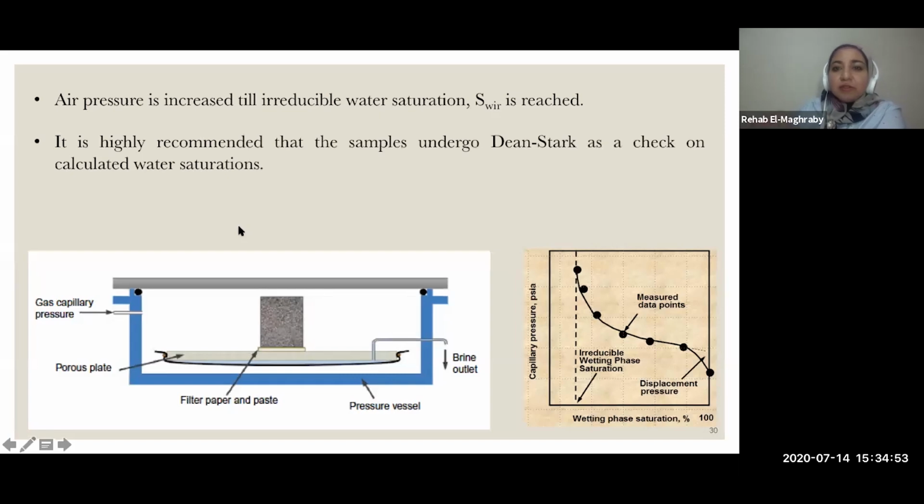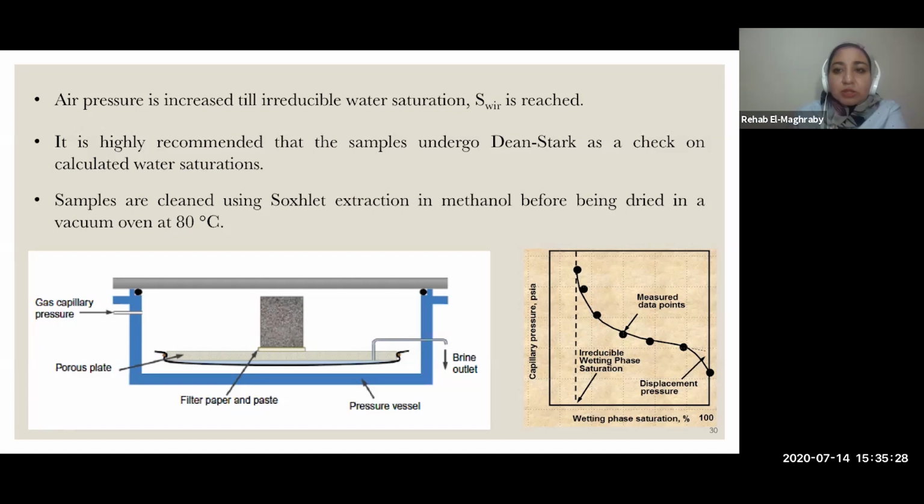And after the end, you have to clean your core. I'm sorry, not clean yet. Once you reach the irreducible saturation and you have weighed your sample, you get an indication of the irreducible water saturation. If you want to double check the amount of water, you can use density, where you can know the amount of water remaining in your core and compare it with what you get here. So this point can be compared using density, and after this you can clean your core using Soxhlet and dry it using an oven, a vacuum oven.